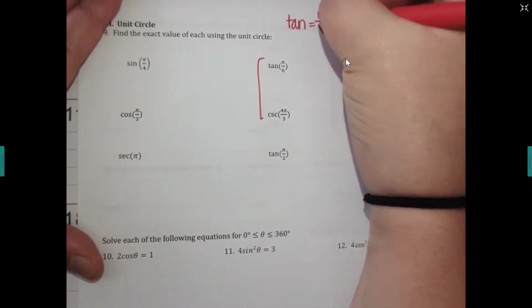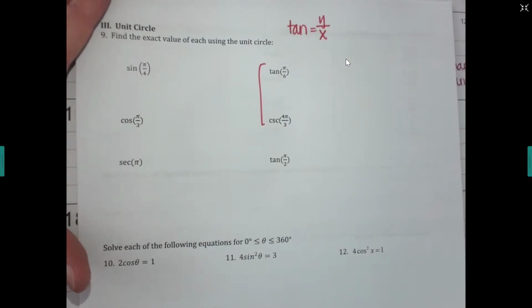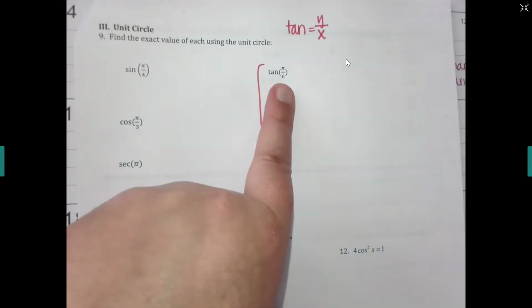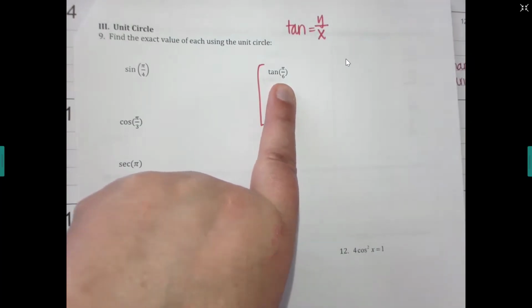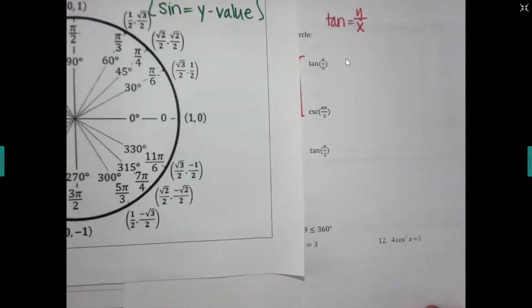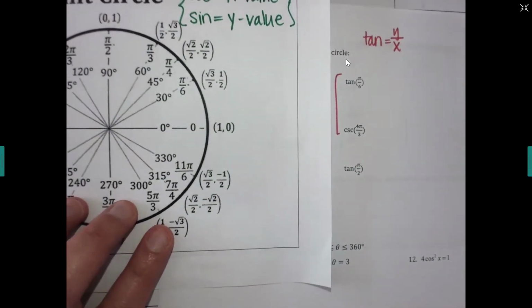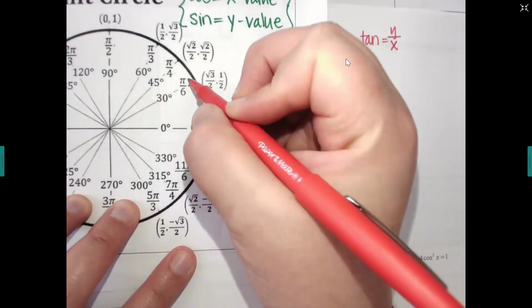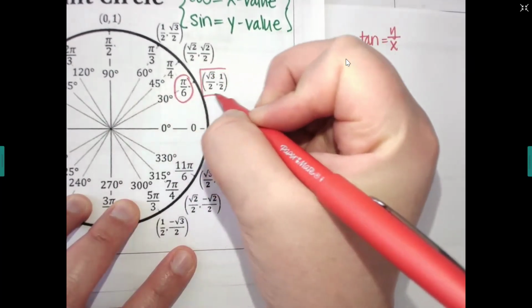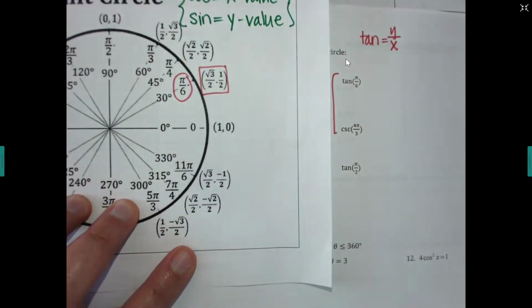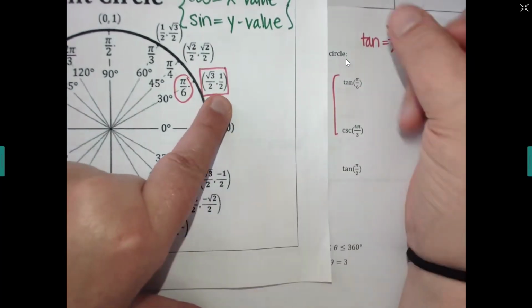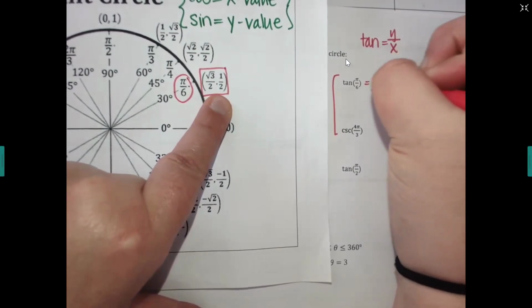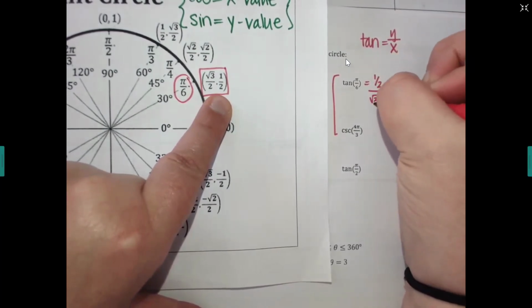Yes, good job, Jared. Tan is y over x. So I'm going to have to find pi/6 on the circle. Then I'm going to pull the y, pull the x, and then divide them. So let me put my circle up here. I see that pi/6 is right here, which means root 3 over 2, comma 1/2 is my guy. But remember, it's y over x. So my y is 1/2 over my x is √3/2.